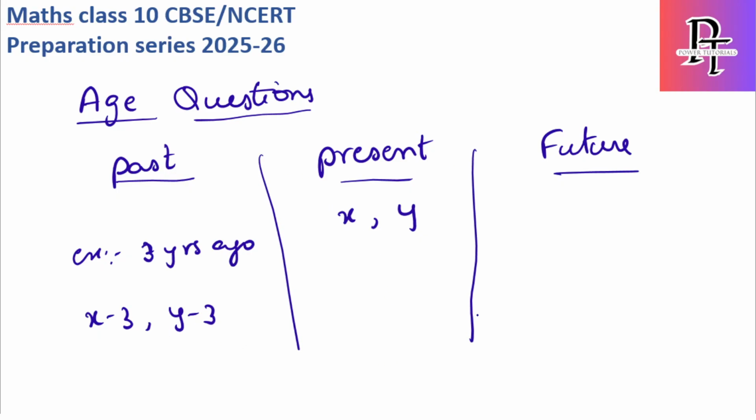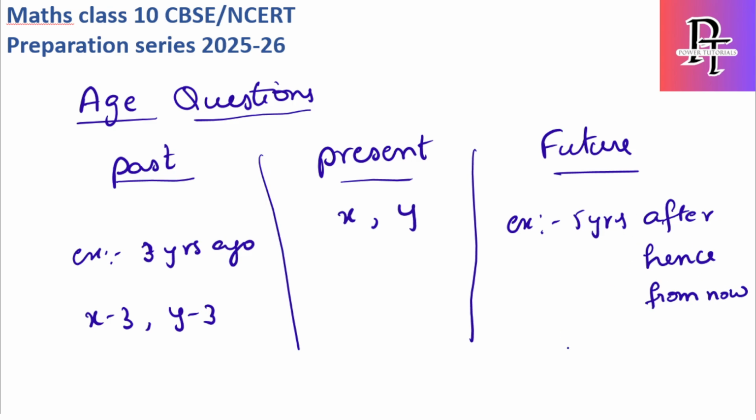Same way for the future. If I say my current age is 30, what will be my age after 5 years? Then what I have to do? I have to simply add 5. So in future, they can say 5 years after, or 5 years hence, or 5 years from now. They can give it any way. It's simply 5 years after the current scenario. So here the ages will become x plus 5 and y plus 5. This is very important. If you understand this concept, then you can easily solve any question related to age questions.